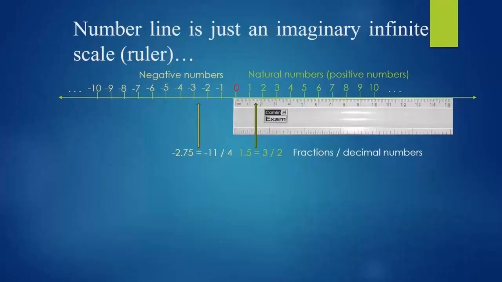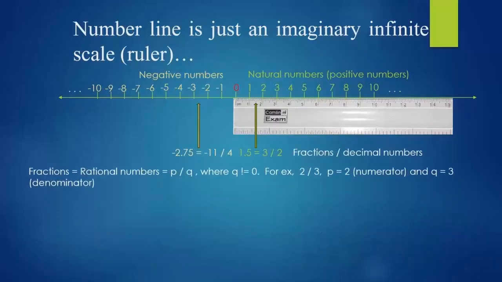So the fractions are decimal numbers. Also, the fractions are called rational numbers, and the rational numbers are numbers of the form p by q, where q is not equal to 0. For example, if you take the number 2 by 3, which is a fraction, which is also a rational number, p is equal to 2, which is the numerator, and q is equal to 3, which is the denominator.